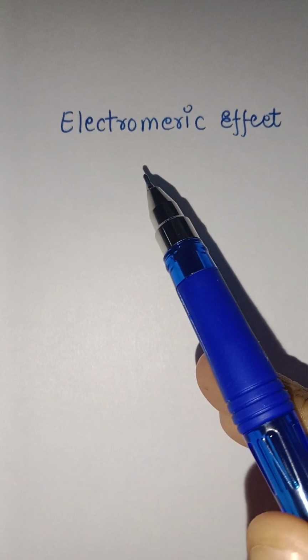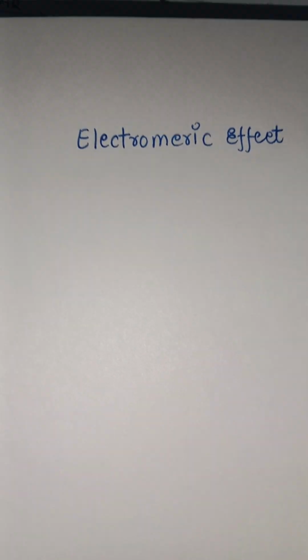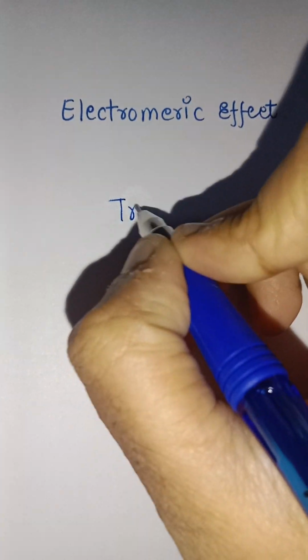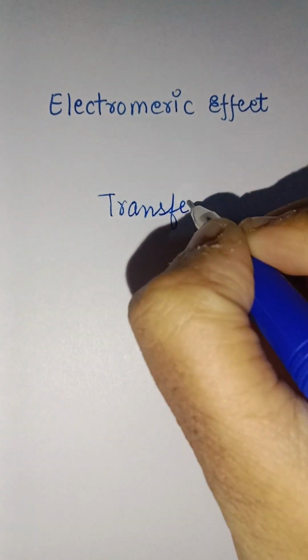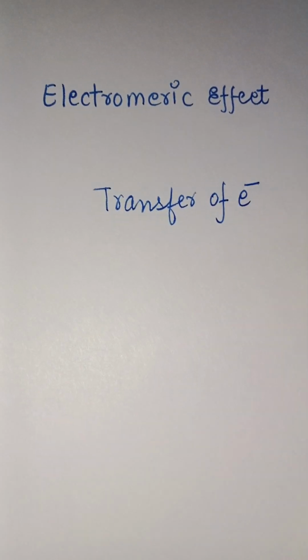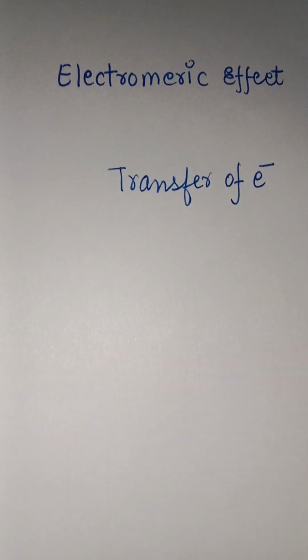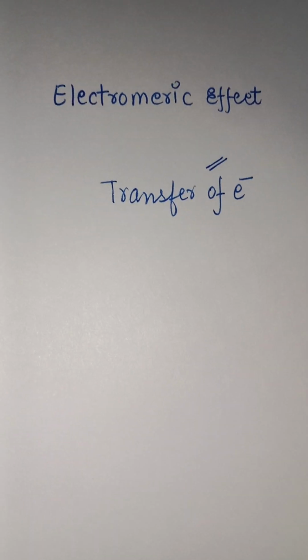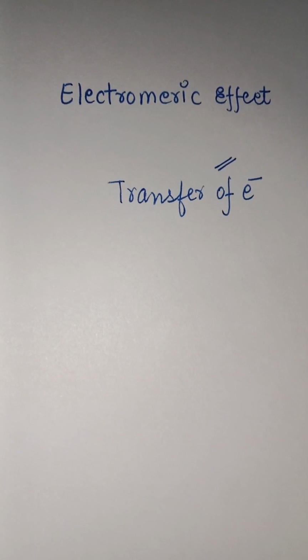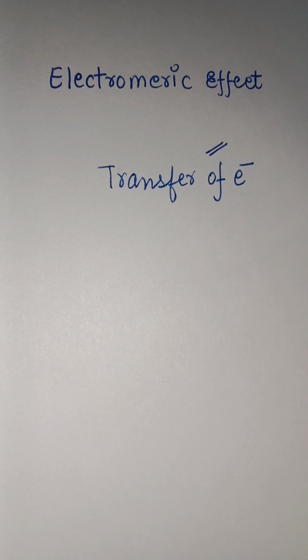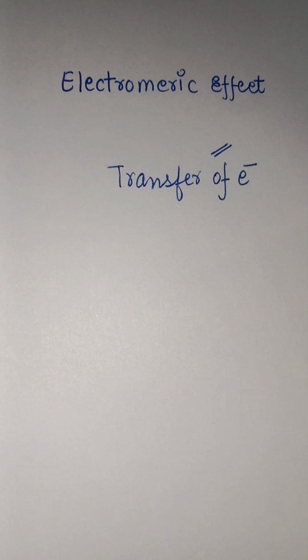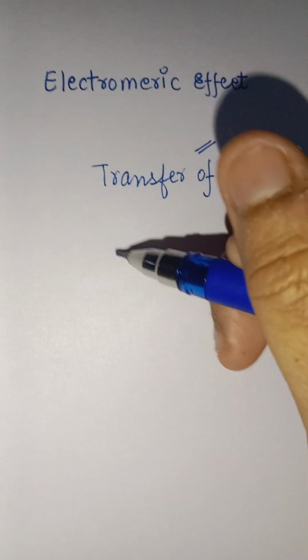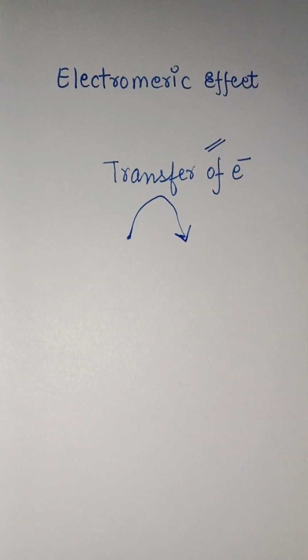In this video, we'll be talking about the electromeric effect. Now, what exactly is this electromeric effect? What happens here is that there will be a transfer of electrons. Now, there is only transfer of electrons, but on what condition will this happen? It will happen when a multiple bond is exposed to any attacking reagent. So, the electrons will be transferred completely from one atom to another atom.